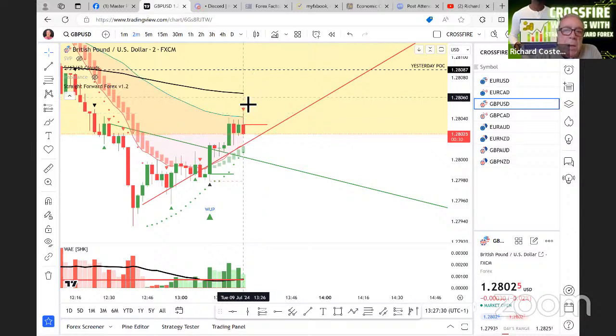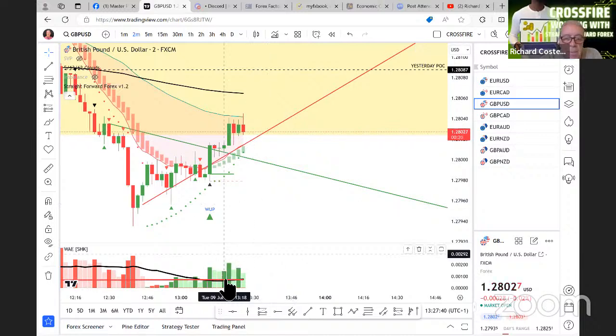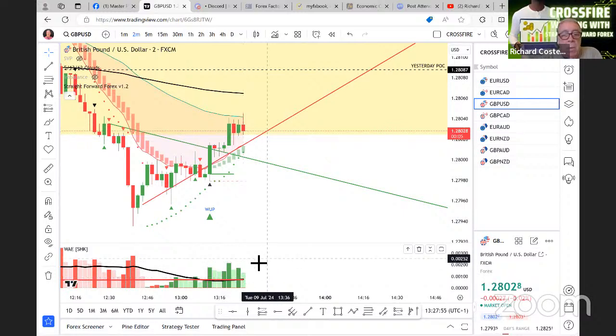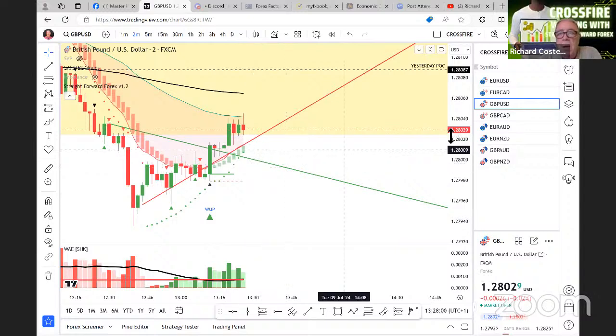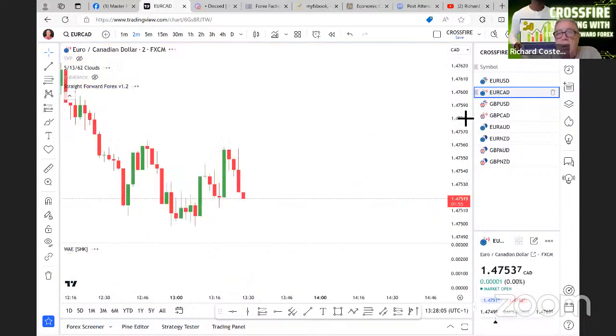And even if it gets past that 200, there's a chance that it might reject off yesterday's POC, which is that dashed line there. And then the final thing I look at is the water atta, and you can see that the black line is hiding behind the red line. And on the current candle, we don't have a dark green histogram, it's a pale green, and that's not good for a buy. So once again, we need to leave that alone. And also we need to bear in mind it's 2 minutes to 1:30.